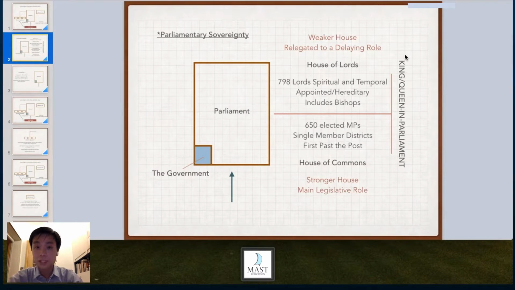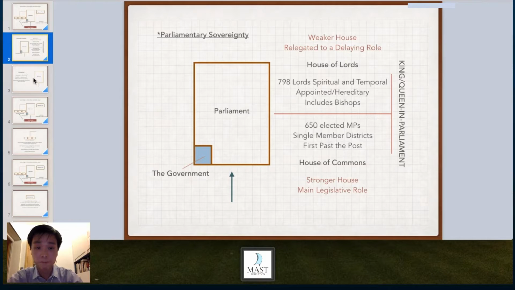In theory, the king or queen can reject laws and they can veto laws, but again, because of the UK's tradition and unwritten constitution, this will never happen. And if the king or queen does so, there would be a constitutional crisis, and probably the king or queen would be forced to resign. For the Parliament, all laws have to pass through both chambers, but if the House of Commons really wants something to pass and the House of Lords rejects it, they can still force it through because the House of Lords can only delay legislation.